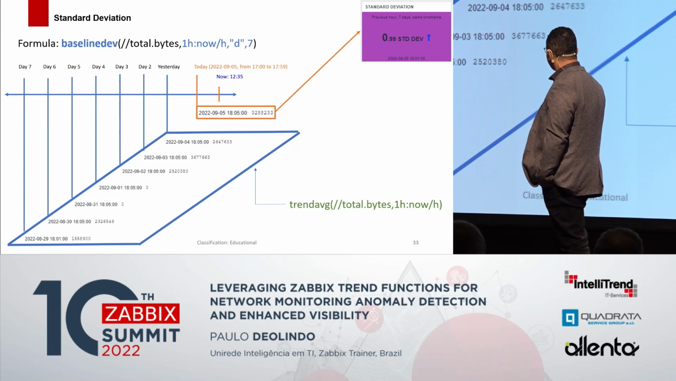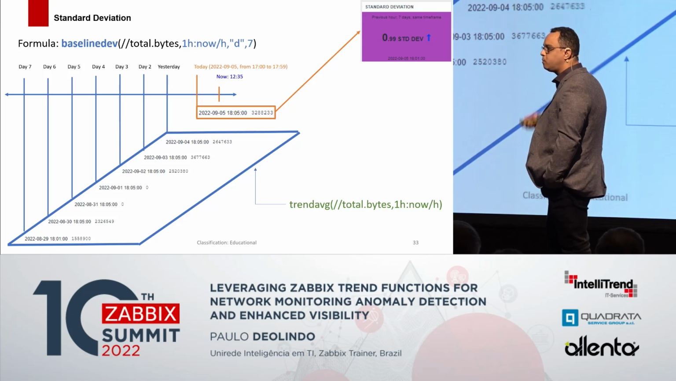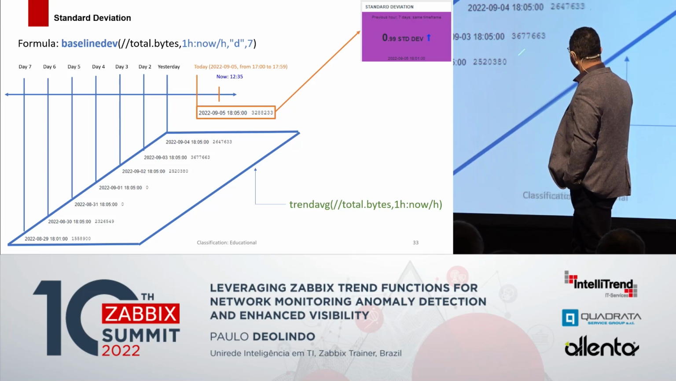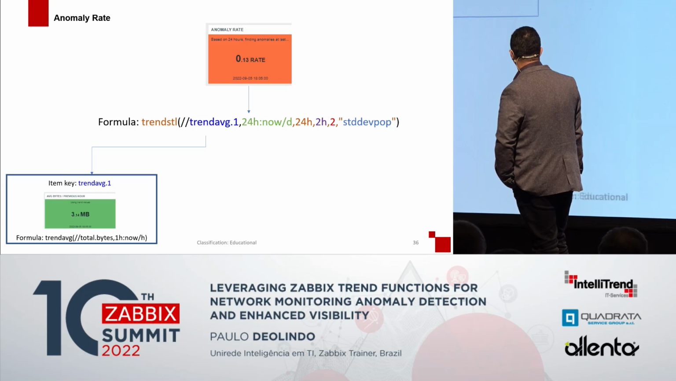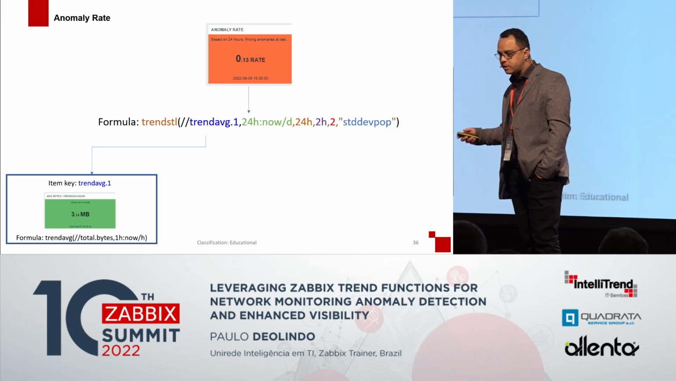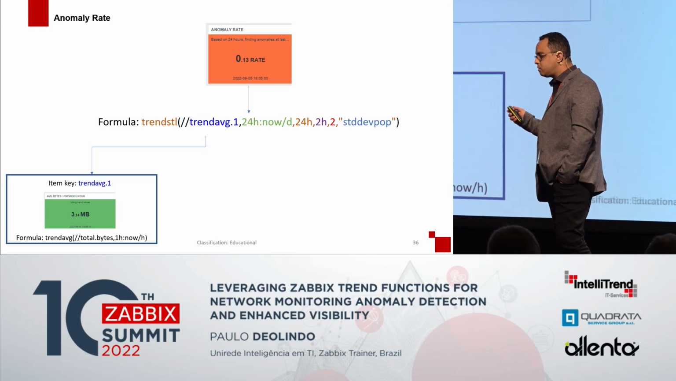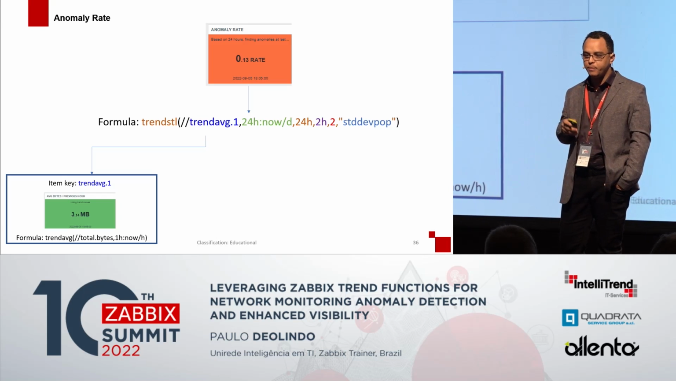Let me go back. Look here, 0 bytes. Look here, 0 bytes. Is it true? I don't know. It's just a use case. But these values are reflected in this calculation. So, investigation. Okay? So, finally, anomaly rate. Remember, the simple way to understand anomaly rate is a way to detect some anomalies on the network based on the number of deviations found in a detection period.